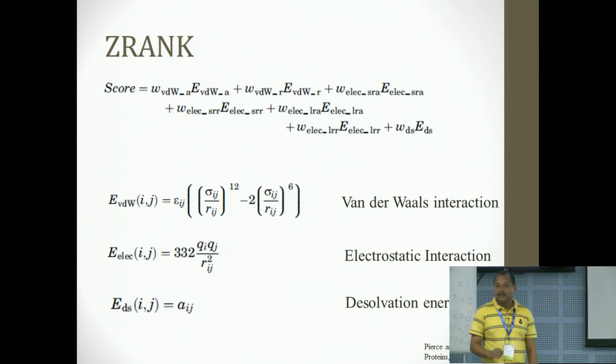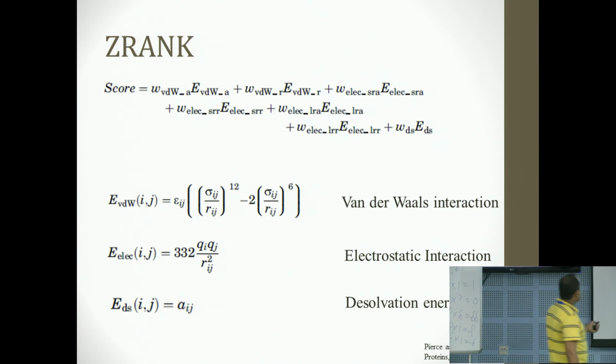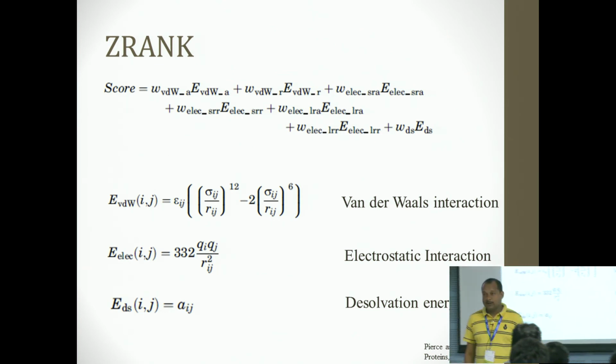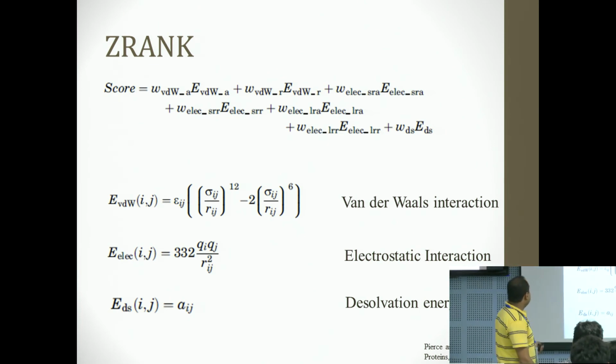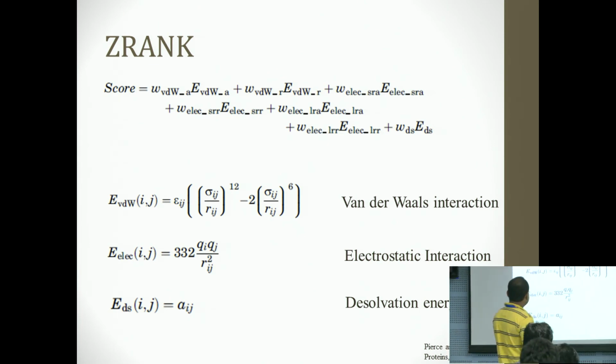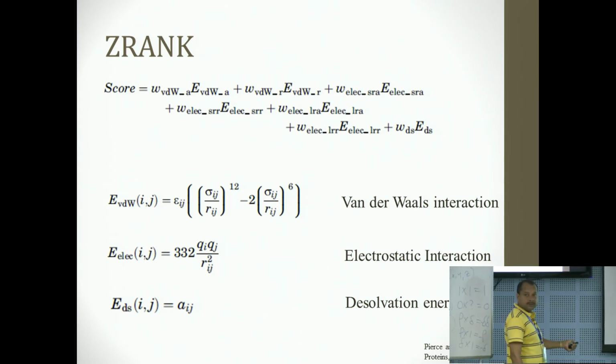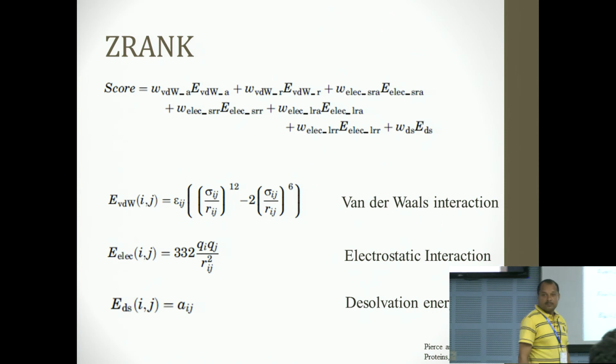This is a linear equation where this W indicates a weight value that is determined using a neural network method, okay. And these E are the energy terms, where here you can see this is the van der Waals interaction, this is the electrostatic Coulomb interaction, this is their desolvation definition, and they are using this one, okay.